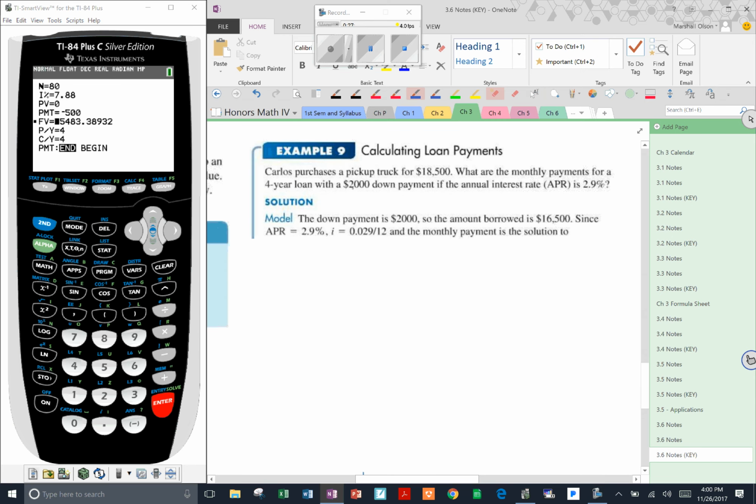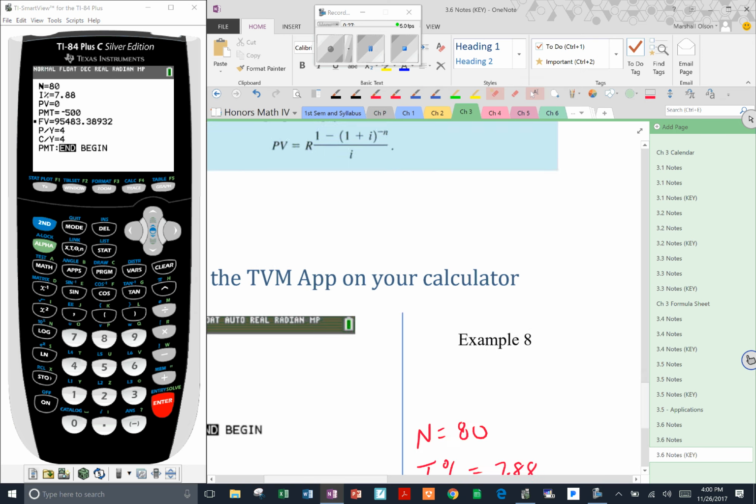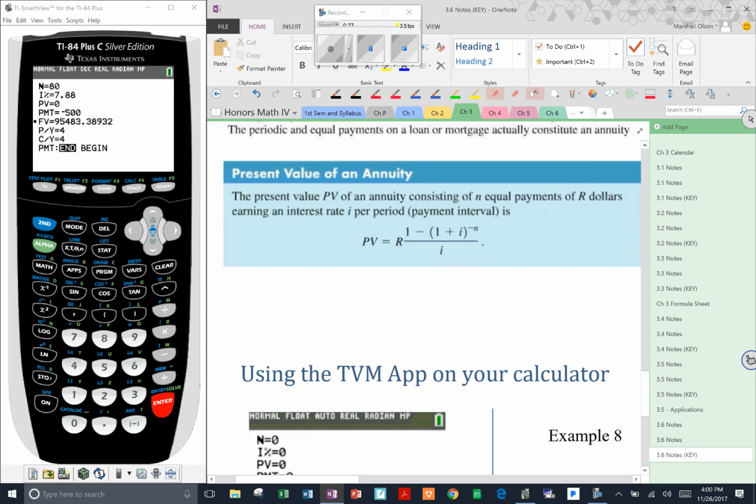So we're going to be purchasing a truck here for about $18,500. We want to know what the monthly payments are. The 4-year loan, we're going to put $2,000 down. The annual interest rate is 2.9%. All right, so let's take a look at our formula here for the present value.